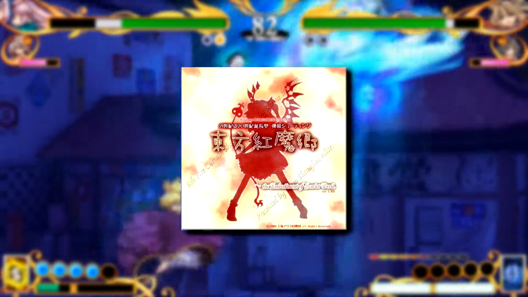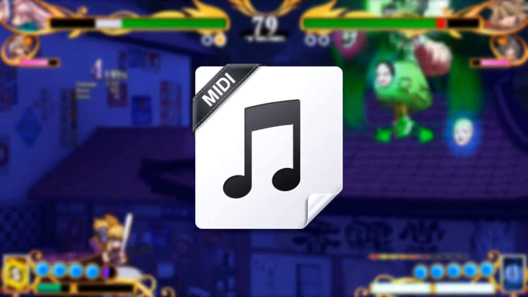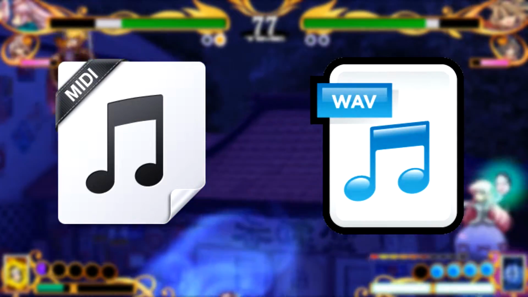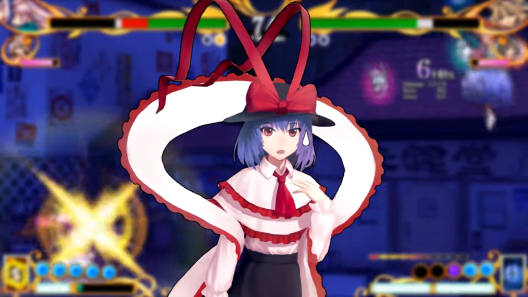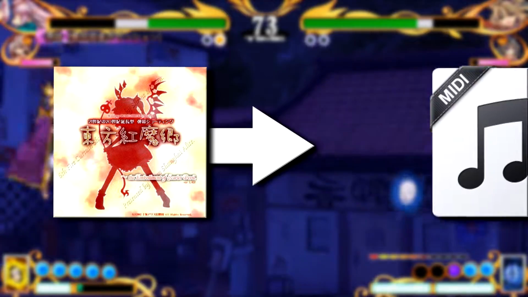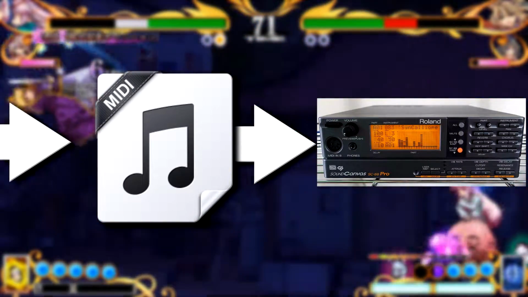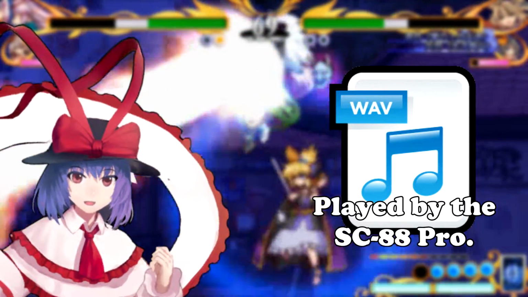Instead, he decided to transform the songs he had already done, minus Doors into the Paradise, into MIDI tracks and create the newer tracks with his new synth, which are the WAV files we got in the games. So, I think you know where I'm getting at, right? If you take the MIDI files from Embodiment of Scarlet Devil and Kyogyoku and play them with the SC88 Pro, you'd end up with the original version of the track, which is interesting.